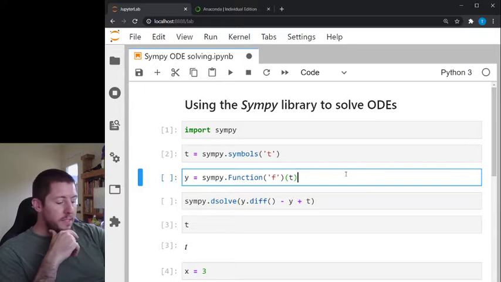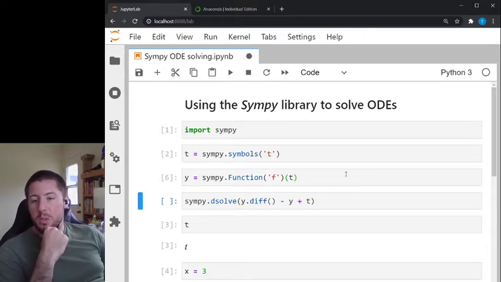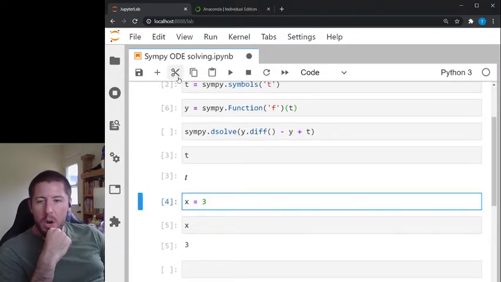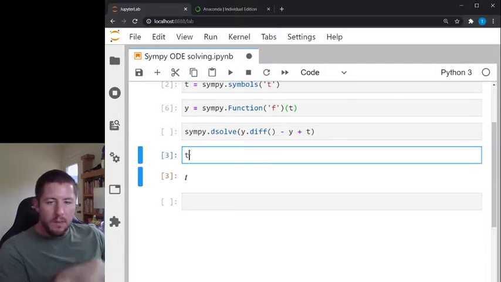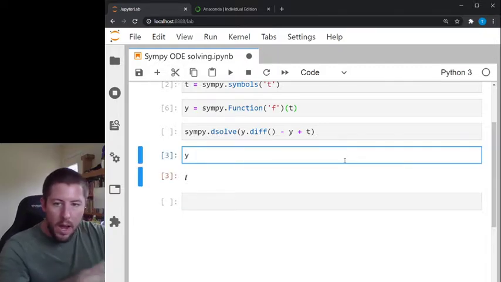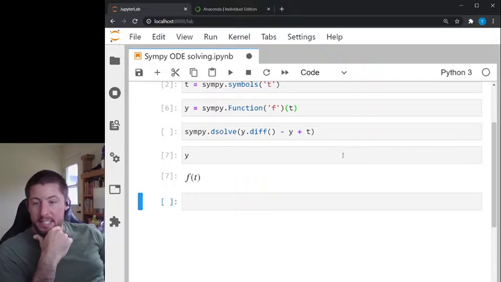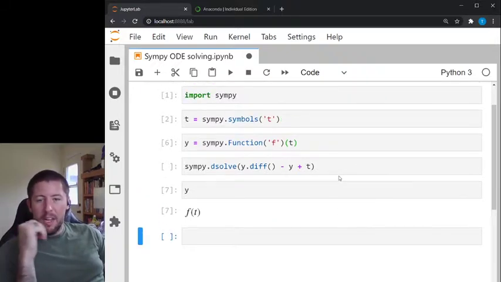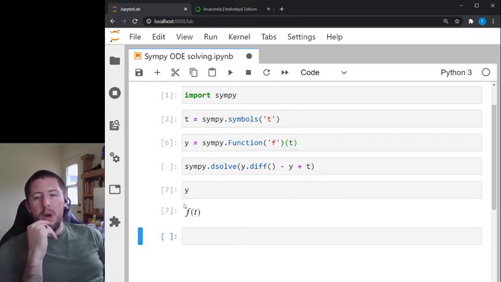So I want to run this line of code here. So now it understands what y is. And by the way, I actually don't know what my output looks like for this. Let's see real quick. What does it say that y is? Ah, it says that it's a function of t. That's super cool. Okay, so I feel pretty good about what I've written so far. y is a function of t, and SymPy within Python knows that.